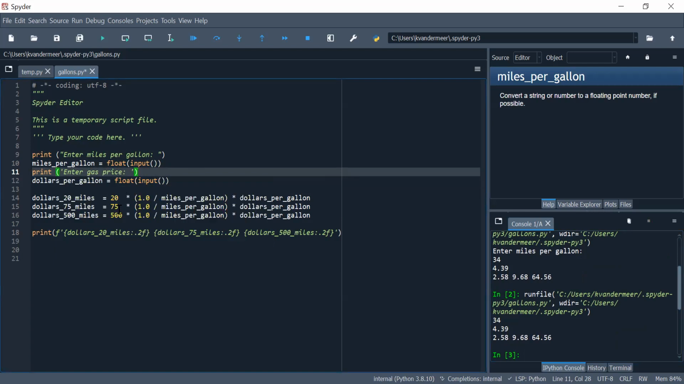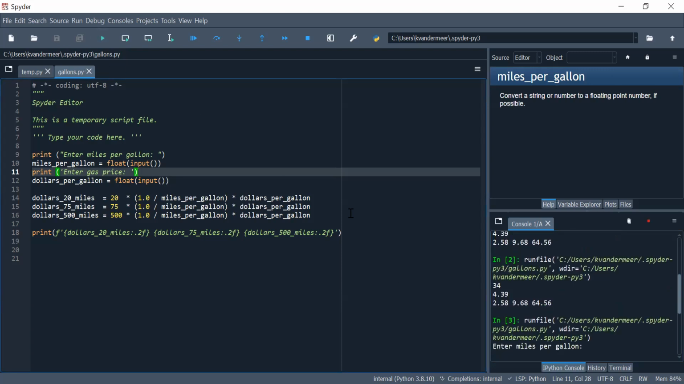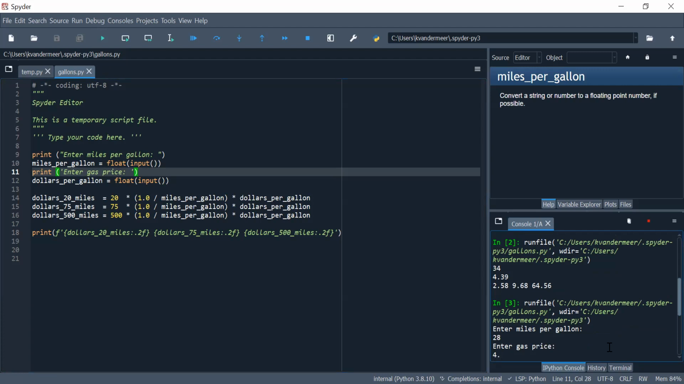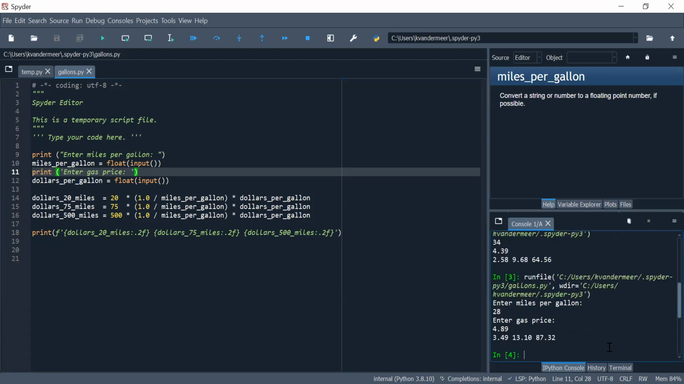I agree. And even on your output, I would explain it in a statement, like going 20 miles would cost you $2.58, going 75 would cost you $9.68, going 500 would cost you $64.56. I think that helps you understand what you're trying to code. $4.89, I get 28 miles per gallon. This is my output. So that's how a normal program would interact, outside of Zybooks.